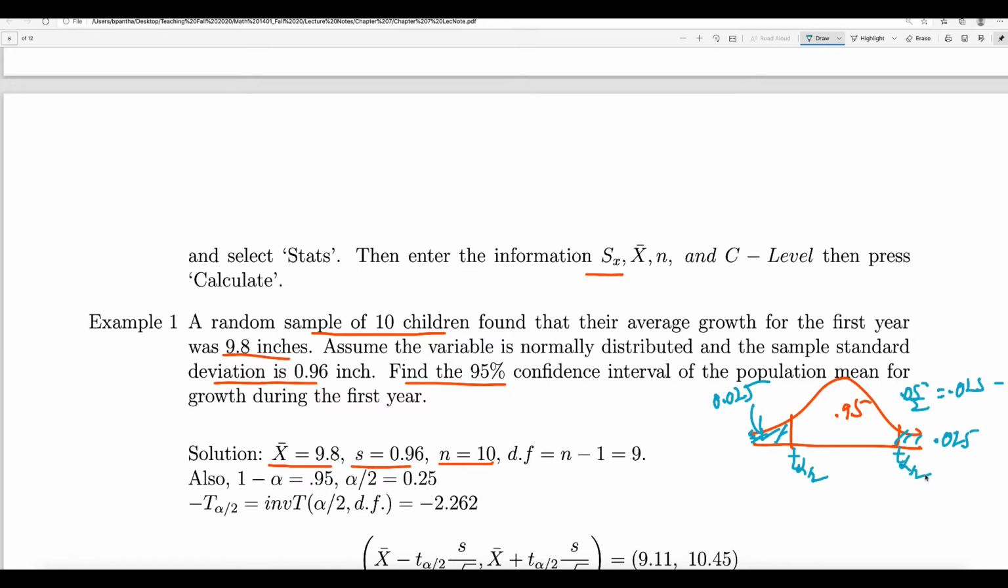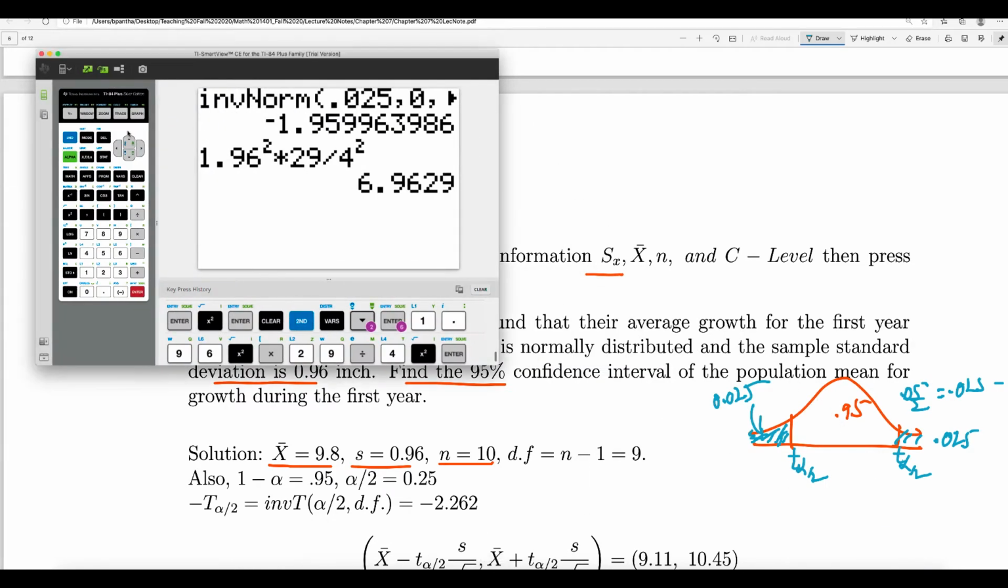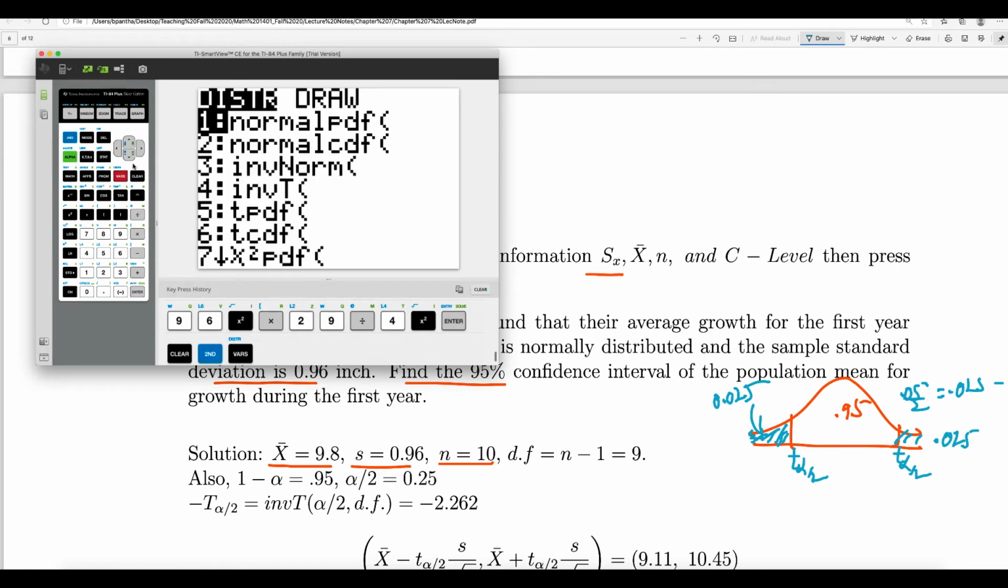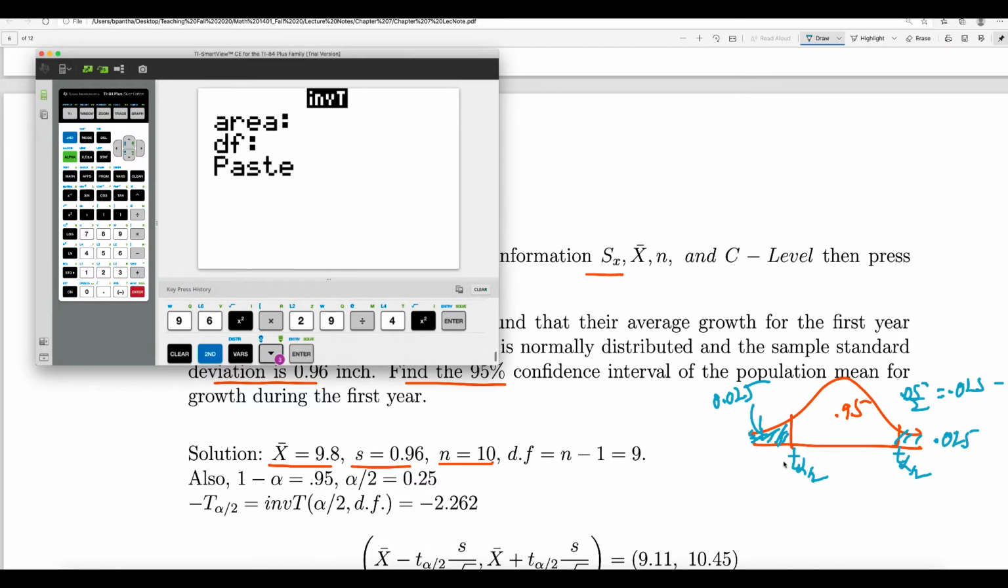To find t alpha half, your calculator has inverse T. TI-84 and above have inverse T, but your TI-83 does not. I will show you how to find it if your calculator does not have inverse T. First, let us see how we find it if your calculator has inverse T. You go to second, then DISTR, and then go to inverse T, number 4. Hit enter, and what is the area left? By the way, this is negative t alpha half.